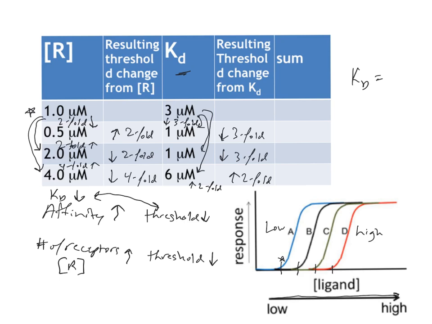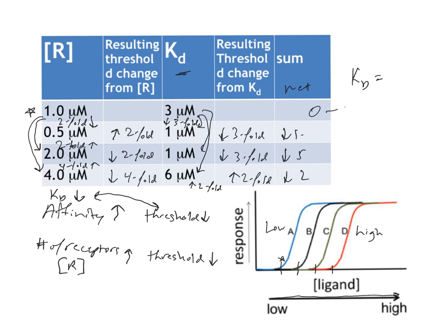So now we know that the contribution to threshold from the concentration of the receptors and the Kd is equal. So now we just figure out the net change. The first went up 2, down 3, that yields a net of down 1. In the second one, we went down 2 and down 3, that yields a net of down 5. And in the last one, we went down 4 and then up 2, so that yields a net of down 2.